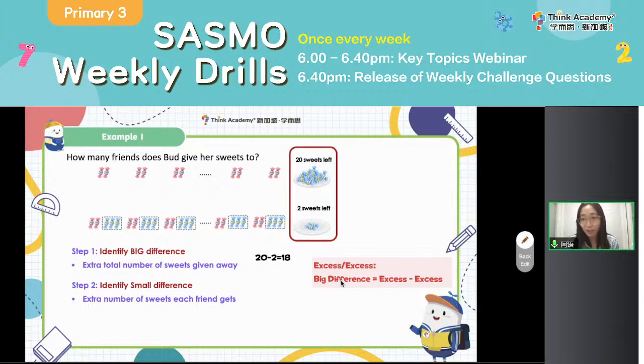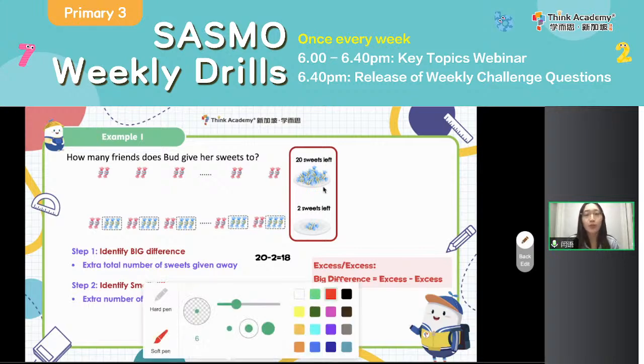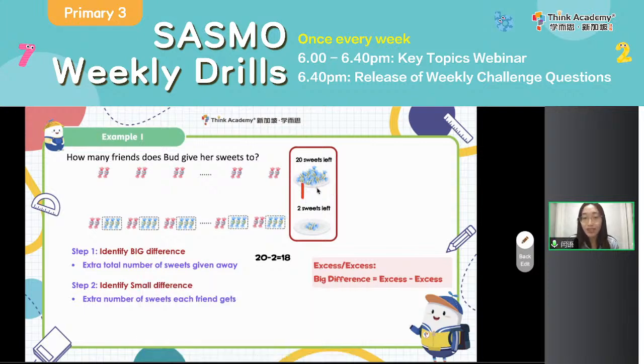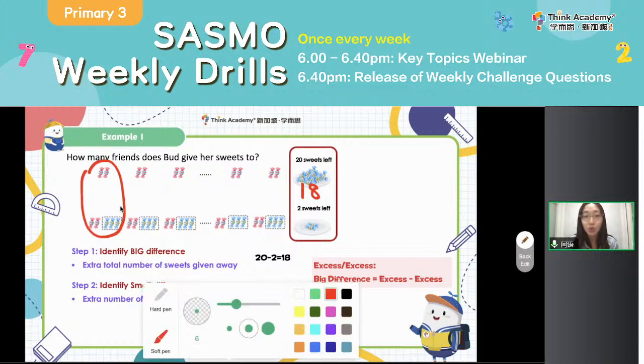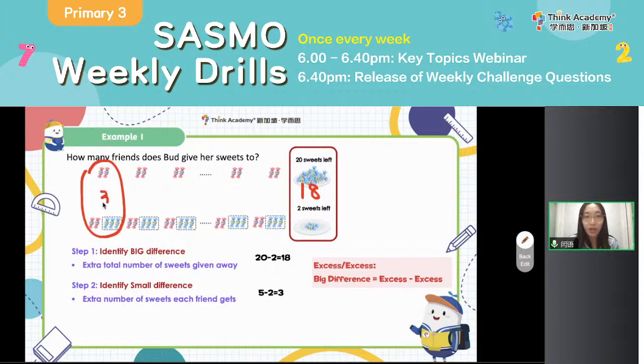Following this, let's have a look. How can we get such a big difference? Maybe let me show you. You know that the difference between them is 18. How can we make a difference of 18? Because for every group, we can find a small difference, right? What is the small difference? Super easy, that is 5 minus 2, which is 3. So everyone gets 3 more, then in the end, there are 18 fewer sweets.